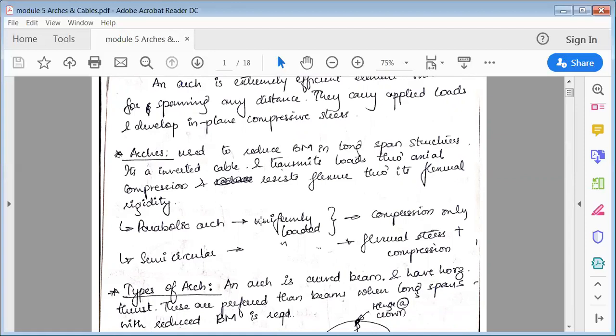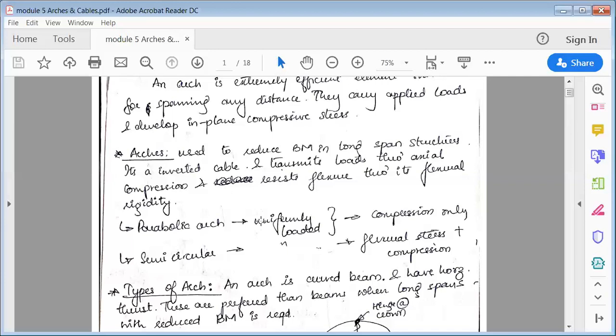But in order to control the bending moment, you have to provide a longer span, and at the same time, the bending moment also should be lesser. So to fulfill these two criteria, the same beam which is now straight becomes like an arch. So that is called an arch.